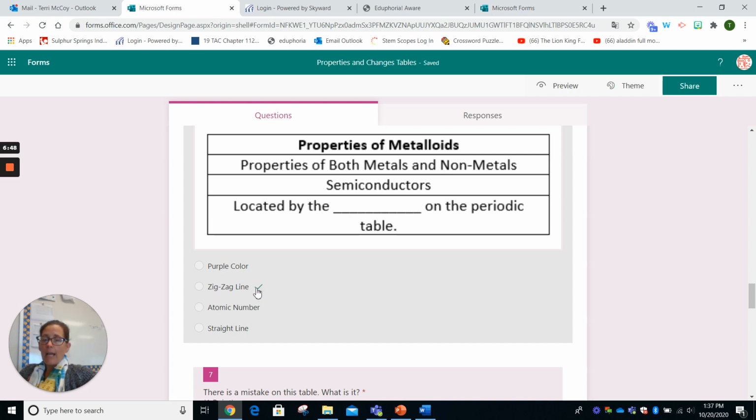What about by the zigzag line on the periodic table? Well, that is one of the characteristics of a metalloid, so that would be a really good answer. What about being located by the atomic number? Well, that can't be it either because all of the elements on the periodic table have an atomic number. What about a straight line? Well, the periodic table is kind of all straight lines going up and down this way and side to side this way. That can't really be it either. So we're going to come back up here to the zigzag line. Hopefully you took the notes. Hopefully you know that metalloids are located by that zigzag line or that stair-step line on the periodic table.